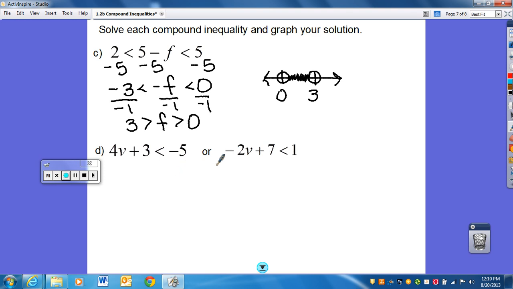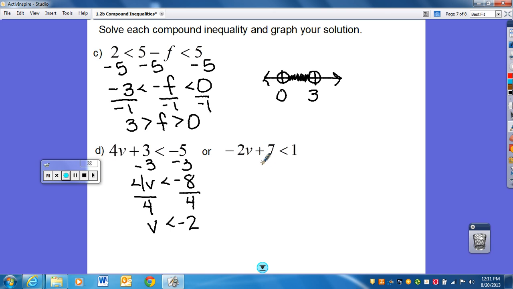The next example is one of an OR situation. When we have an OR, we simply have two separate inequalities, solving just like we did in the last lesson. We want to get the variable by itself. So we're going to subtract 3. That leaves me with 4v is less than negative 8. And now I will do the opposite operation, which is to divide by 4. So I have v is less than negative 2. Notice I left the inequality symbol because I didn't divide by a negative number.